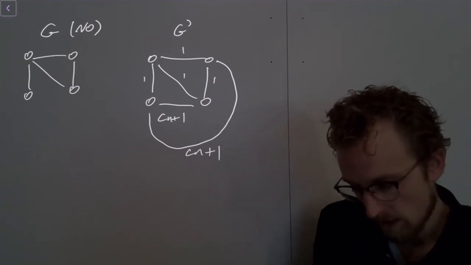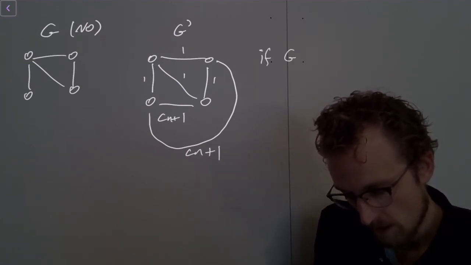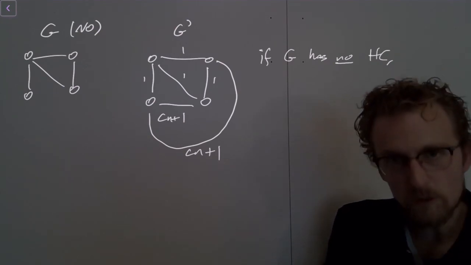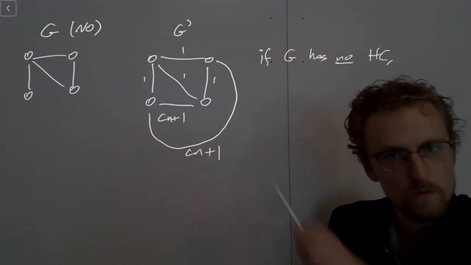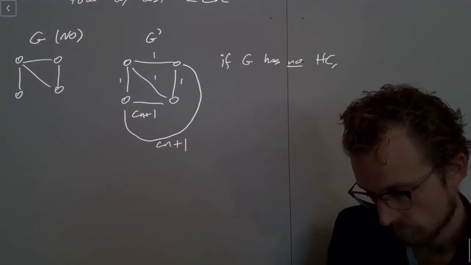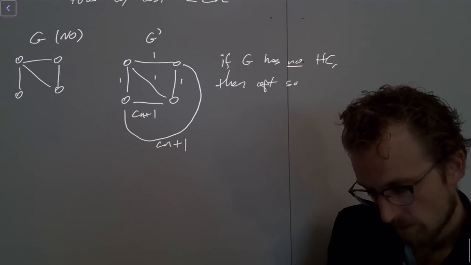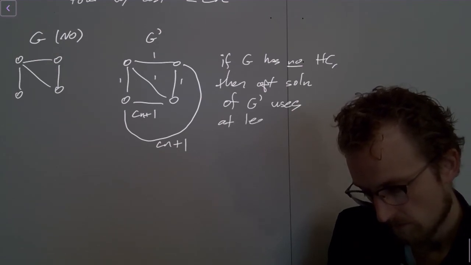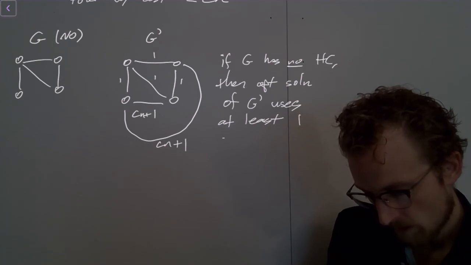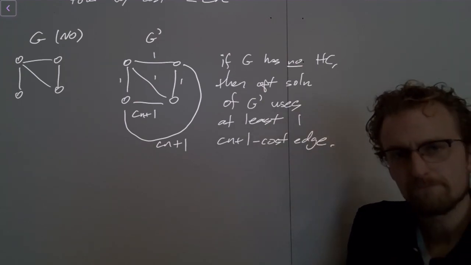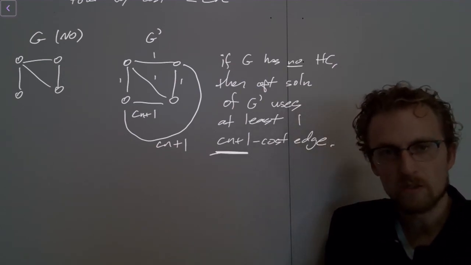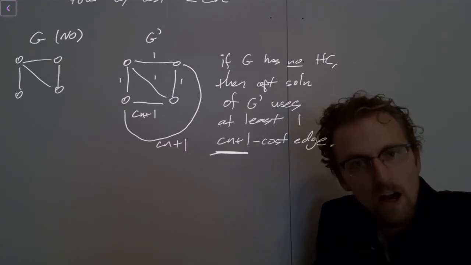So if G has no Hamiltonian circuit, let's write this down. G has no Hamiltonian circuit. What does this tell us? Well, then the optimal solution has to use at least one of these expensive edges. Then the optimal solution of G prime uses at least one expensive edge, one Cn plus 1 cost edge. So what does that mean? It means that the optimal solution has a cost of at least Cn plus 1. We know that it has to use at least one of those edges, so the cost has to be at least this.